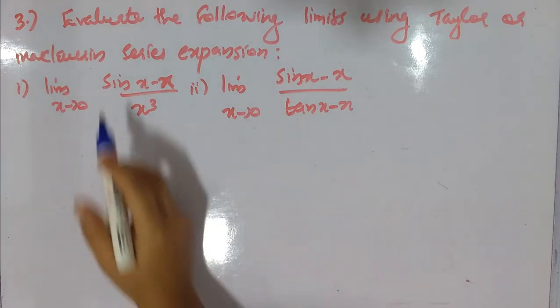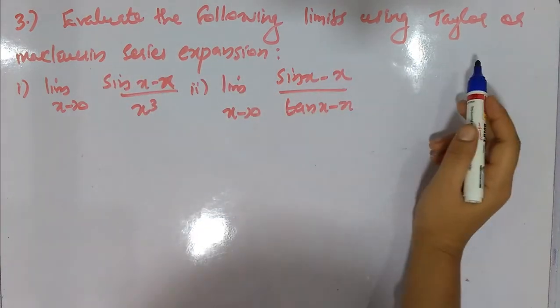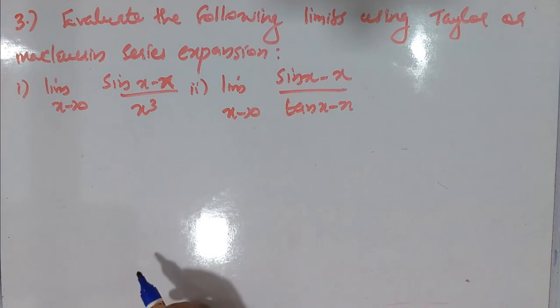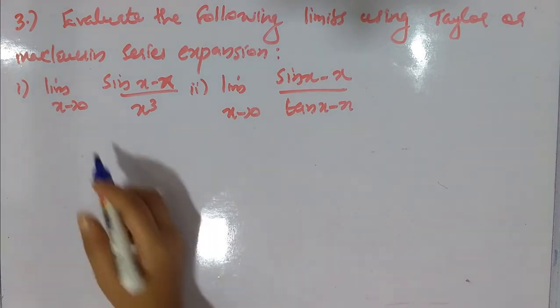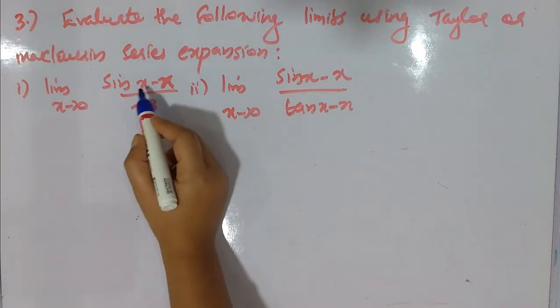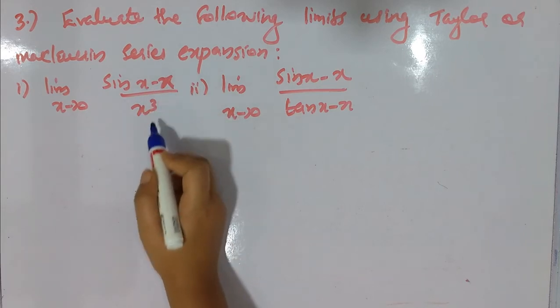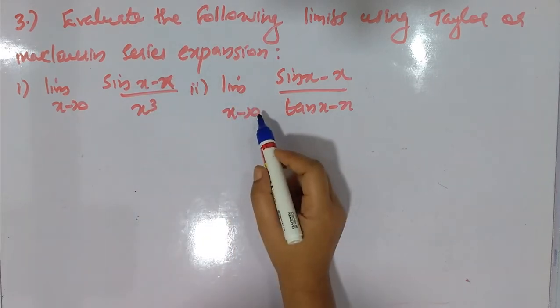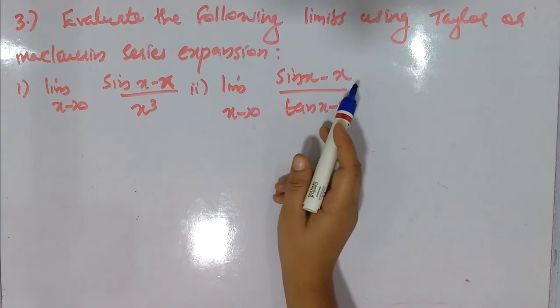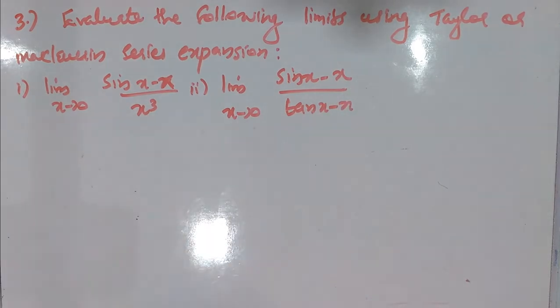Next question, evaluate the following limits using Taylor or Maclaurin series expansion. First question, limit x tends to 0 of (sin x minus x) divided by x cube. Second one, limit x tends to 0 of (sin x minus x) by (tan x minus x).